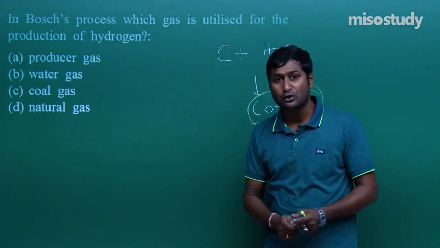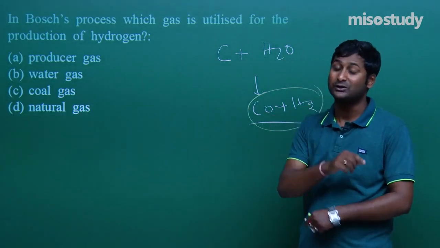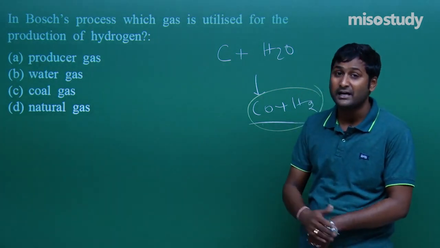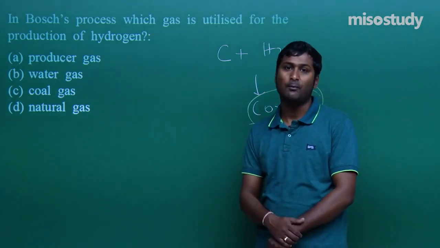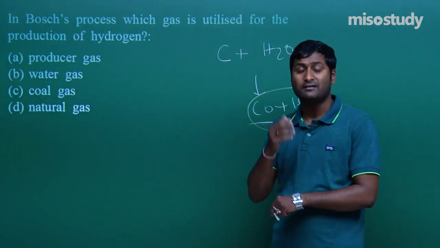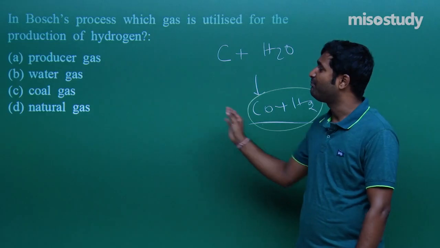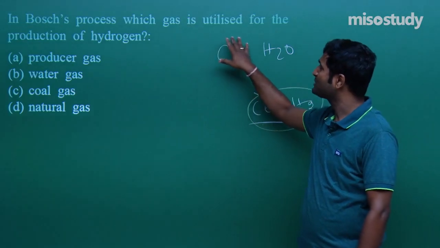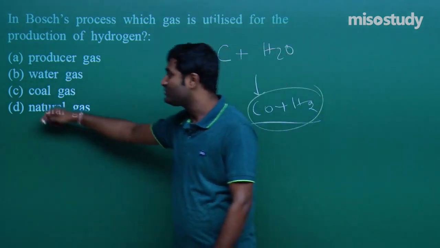And how to remove CO2? When passed over water, CO2 will be absorbed in water, but with the CO2 there is a small trace of carbon monoxide also. How to remove carbon monoxide? When the mixture is passed through the solution of ammoniacal Cu2Cl2, then what will happen next? If small traces of CO remain, it is passed over nickel, and finally we will get pure H2. This is the concept. The question is very simple: in the Bosch process, which gas is utilized for the production of hydrogen? Sir, the answer is water gas.